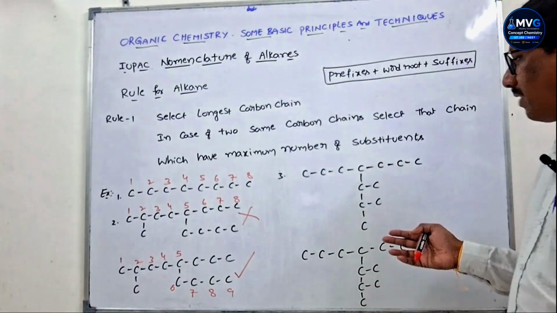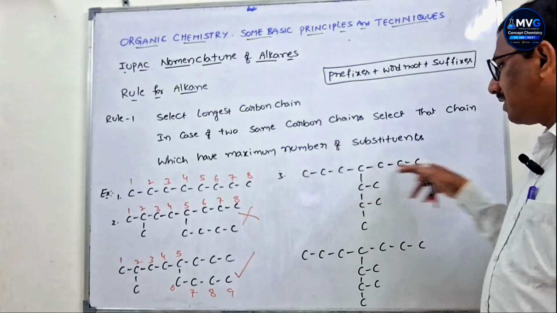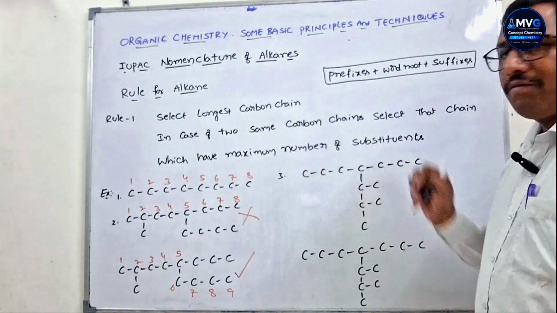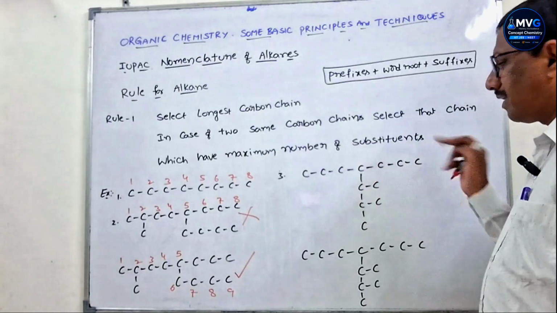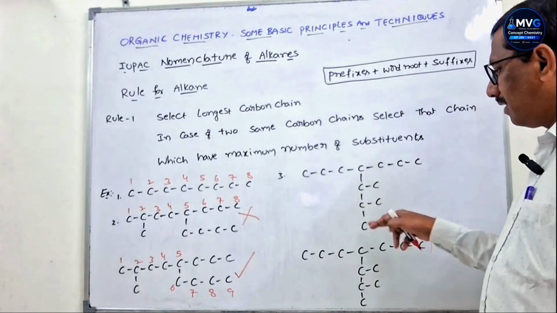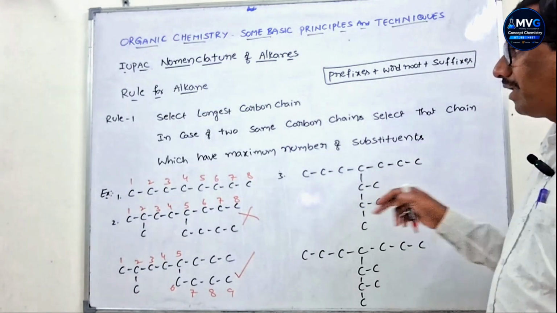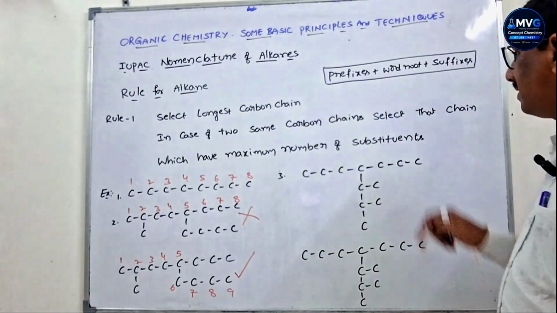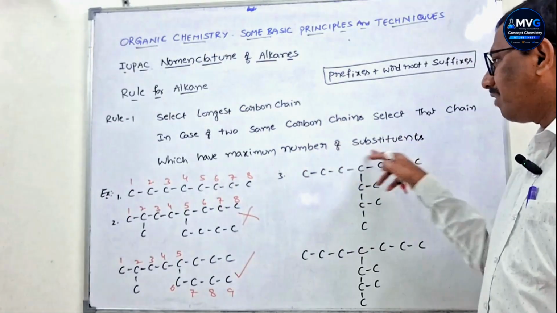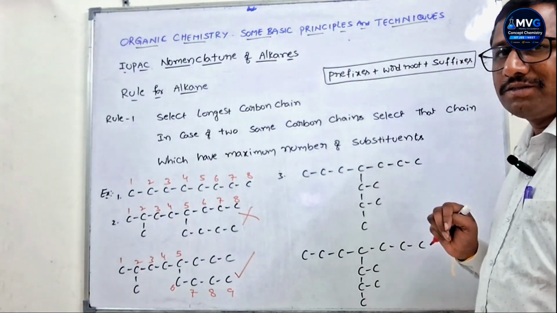Same way here, students, in case two same carbon chains are there. This is one carbon chain, this is another carbon chain, either this side or this side. Both sides have the same number of carbons. So now this is one direction. From here to this side if you go, or this side if you go, both sides are the same, students. In case of two same carbon chains, select the chain which has the maximum number of substituents. Substituents means those which are not included in the carbon chain, students.